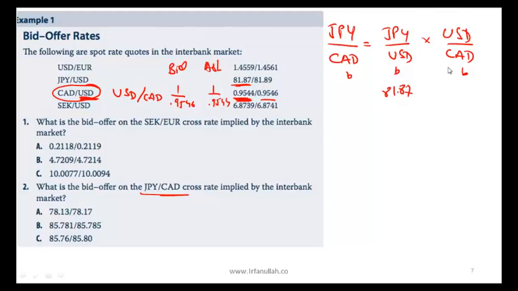So USD to Canadian dollars. Here do you need the bid? USD to Canadian dollars, the bid is this. So then you simply multiply by 1 over 0.9546. So you multiply or divide depending on how you look at this, and you will get the Japanese yen to Canadian dollar bid, and the ask would be 81.89 times 1 upon 0.9544. All right, so that's your question 2.